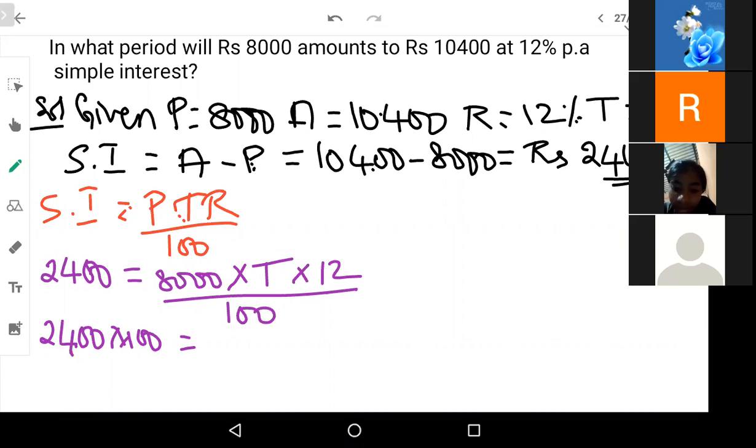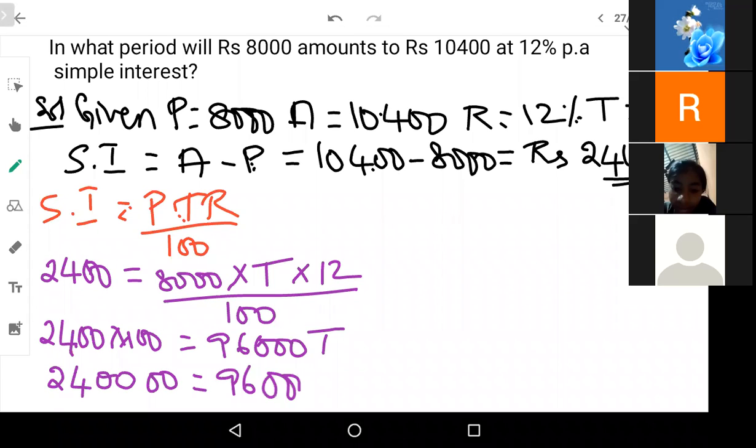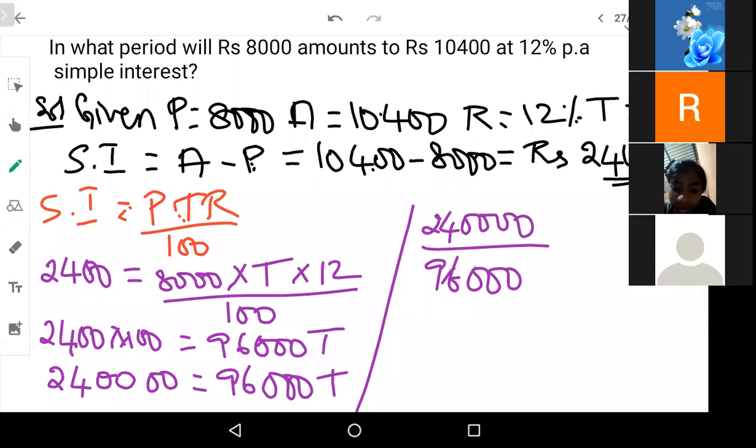Check once again the calculation. 8,000 into 12, which is 96,000. Into T. So 240000 is equal to 96,000 T. 240000 divided by 96,000 is equal to T. So you are supposed to get 2.5 years.